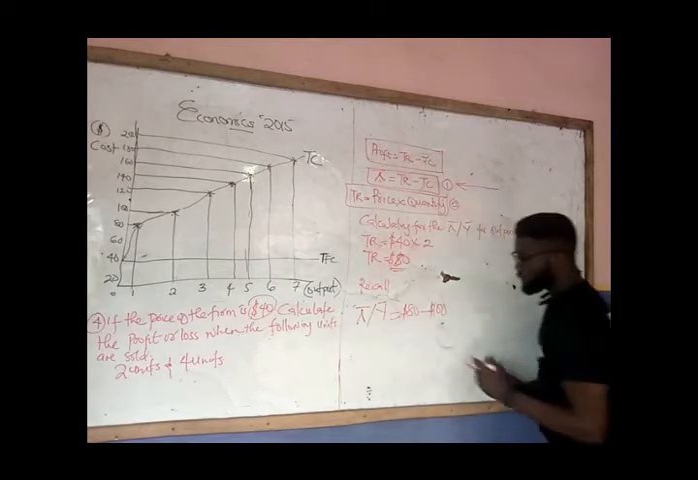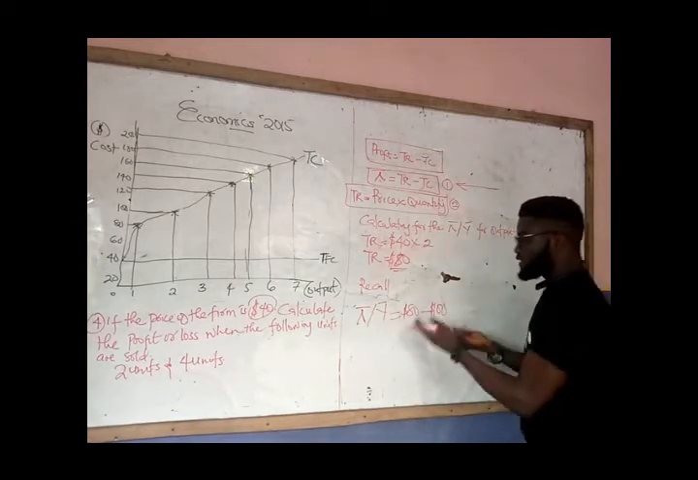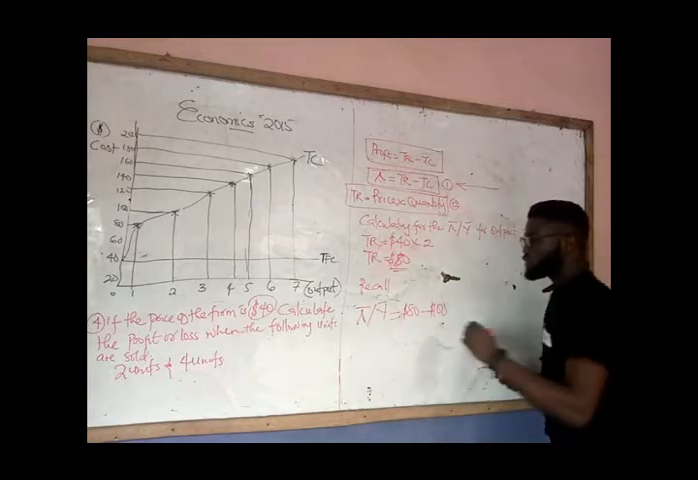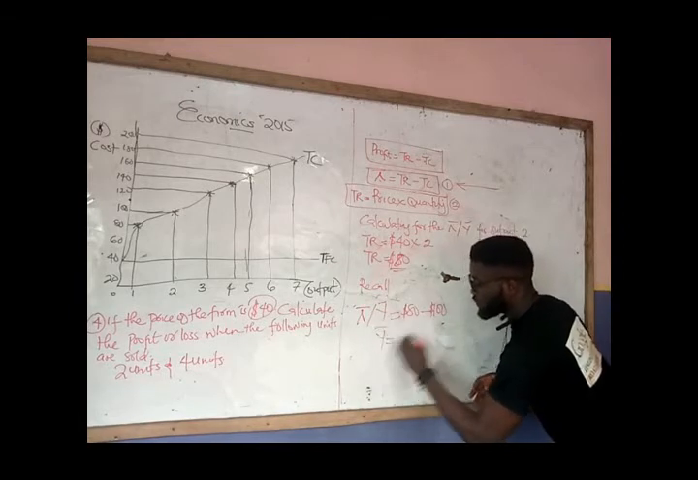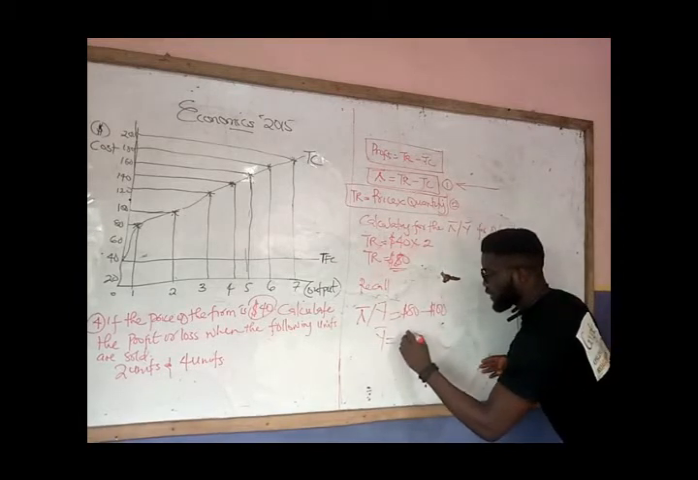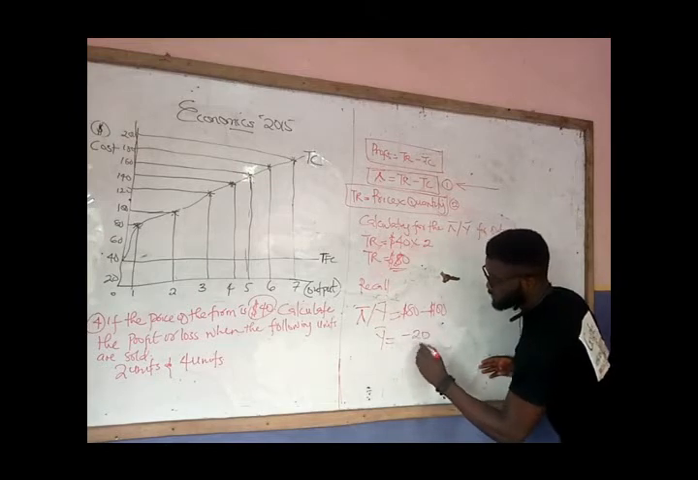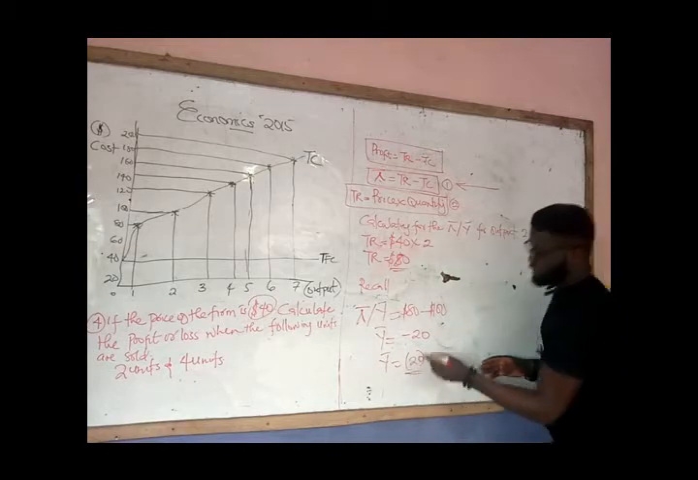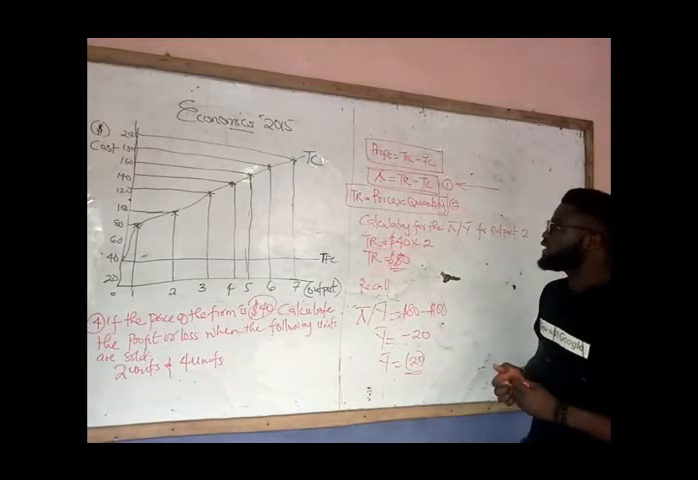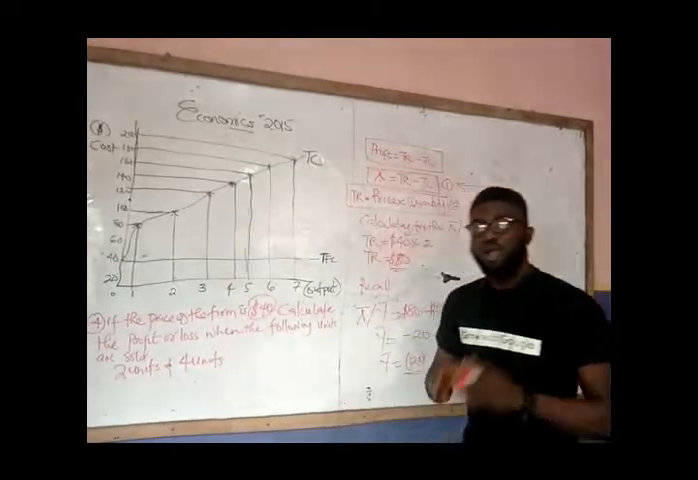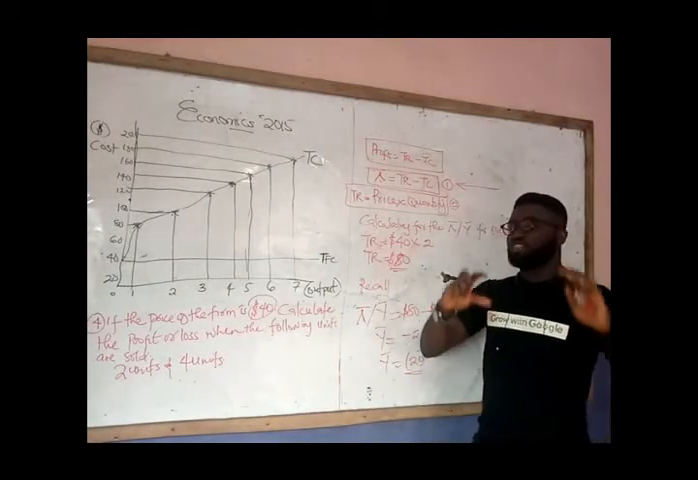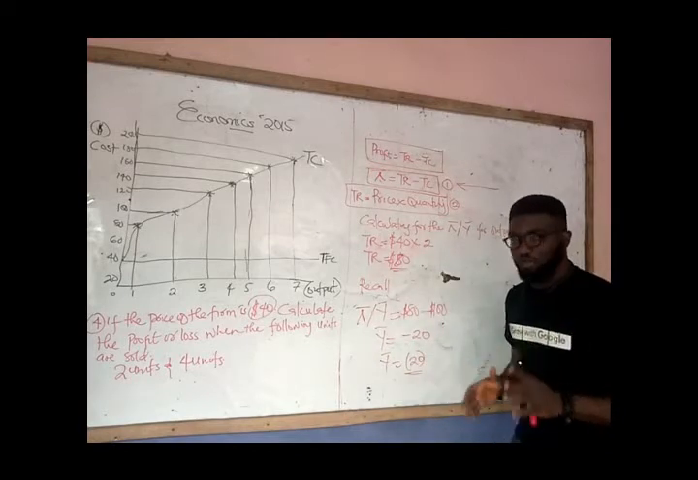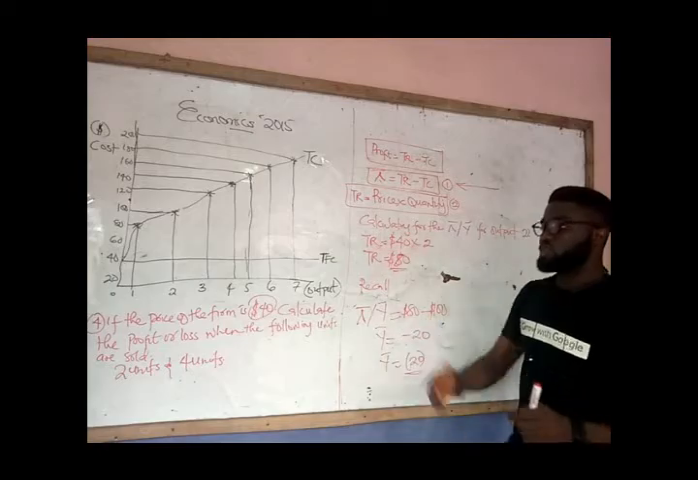So therefore, looking at this, this is loss. When your total revenue is less than your total cost, it is loss. So the loss for this one will now be minus $20. So we say it is a loss. So the next one, which is output 4, I would want you to try it. Then you send it to the WhatsApp group so that we can confirm if you are right. So we'll go to the next question.